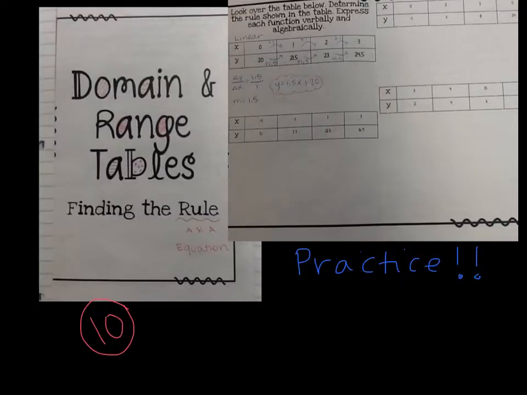On page 10 of your interactive notebook, you actually practiced what you had learned. So we had this domain and range tables, finding the rule little booklet, and when you opened it up, there were 4 tables, and you were supposed to do the same thing that we had just done. So you were practicing. You were determining if the relationships were linear and then developing that rule.